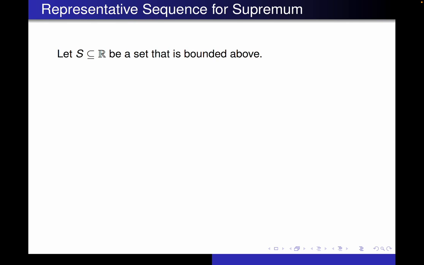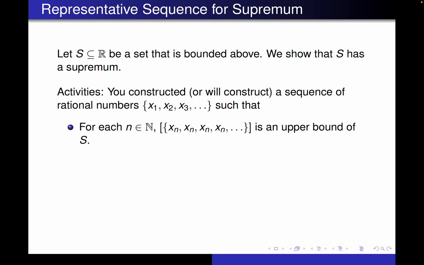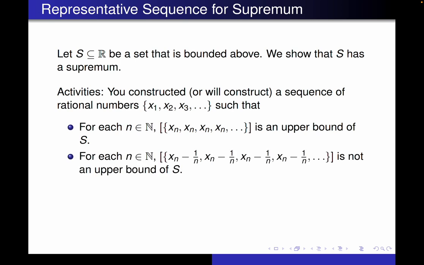All right, so we're going to start by assuming that we have some arbitrary set S that is bounded above, and we're going to show that S has a supremum, and that will give us the completeness axiom. So from the activities, you constructed, or I hope you will construct, the sequence of rational numbers, we call them x1, x2, x3, that have the following properties. First of all, if we fix the natural number n and just look at the constant sequence where all the terms are xn, that is an upper bound of the set S. If we take the constant sequence where we again fix the natural number n, and now all the terms are xn minus 1 over n, that one is not an upper bound of S.